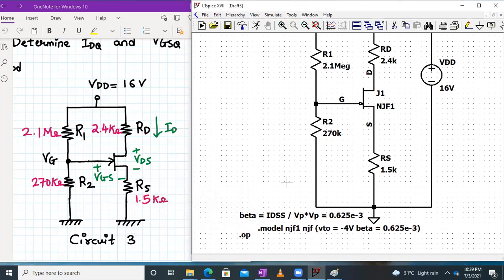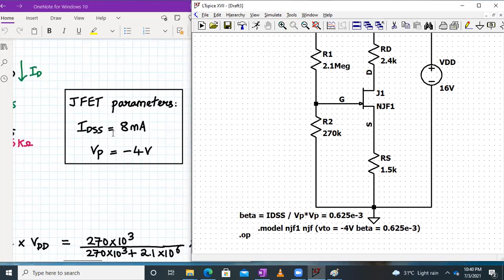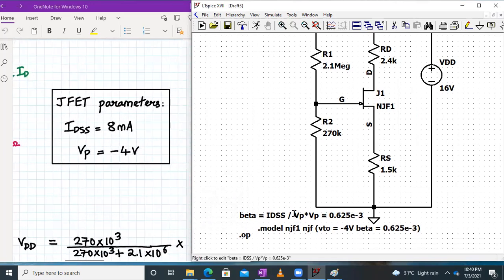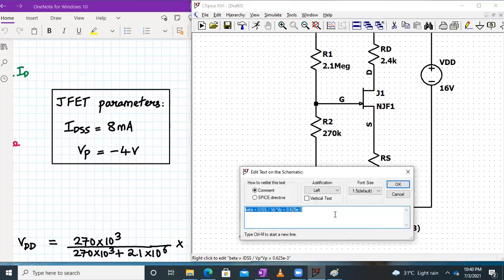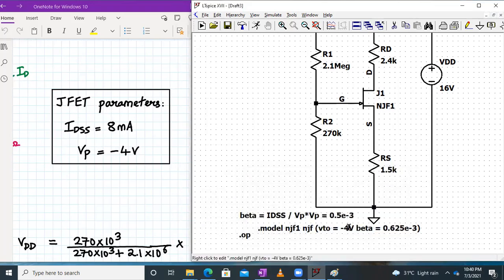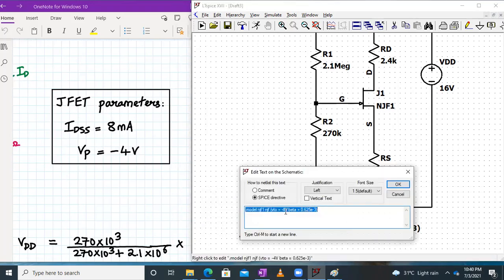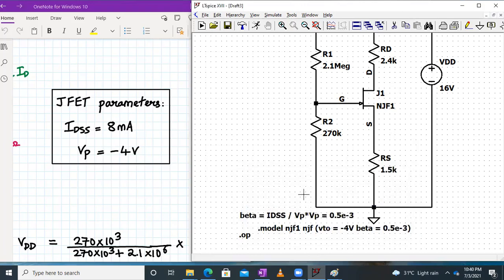And we have to change the model parameters. Right now, the model parameters are 8 milliamperes and minus 4. So your IDSS upon VP square will change. The new value will be 8 milliamperes divided by 4 square, which is coming out to be 0.5 into 10 raised to minus 3. Okay, so here in the dot model statement, it will be same as before. VTO will be minus 4, but here beta will be 0.5 into 10 raised to minus 3. This will make sure that the JFET parameters are IDSS equal to 8 and VP equal to minus 4.